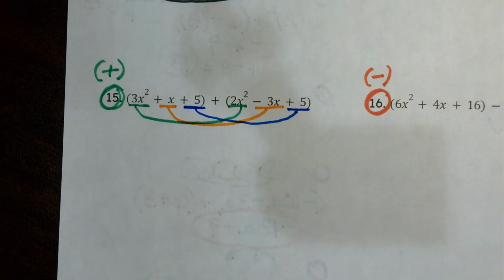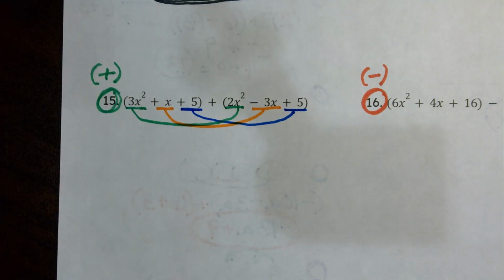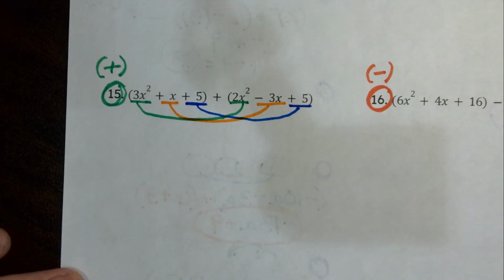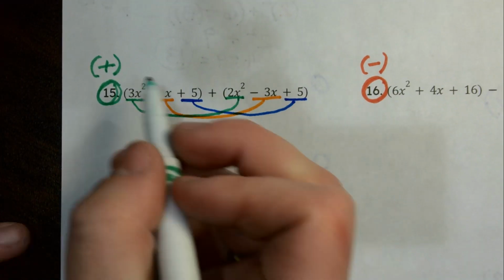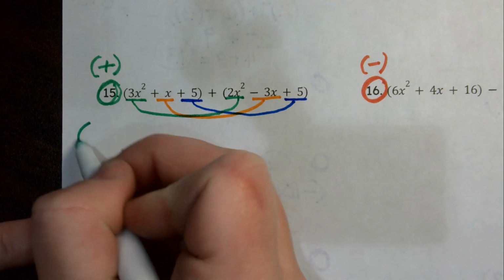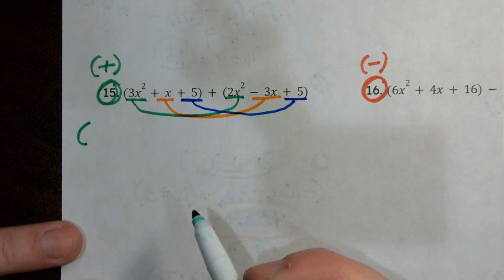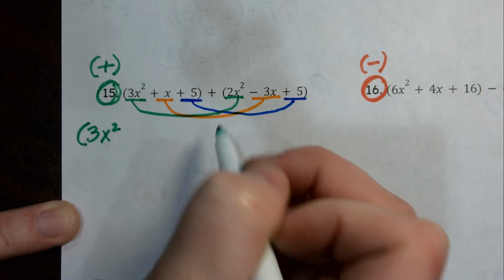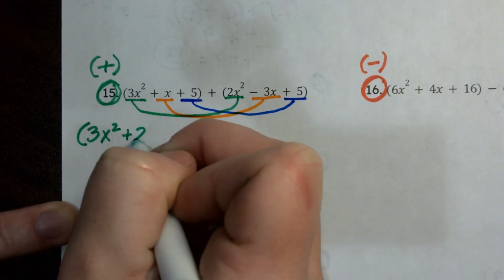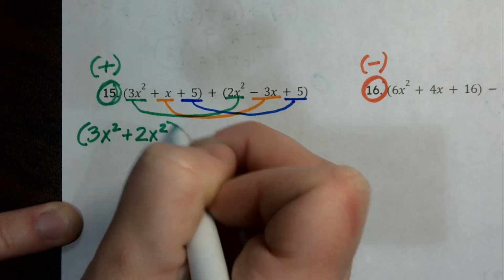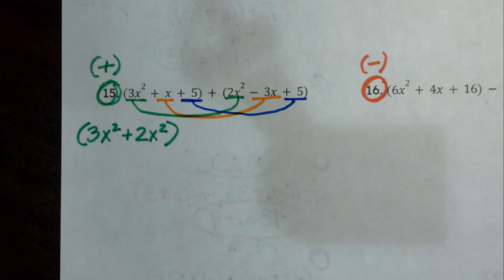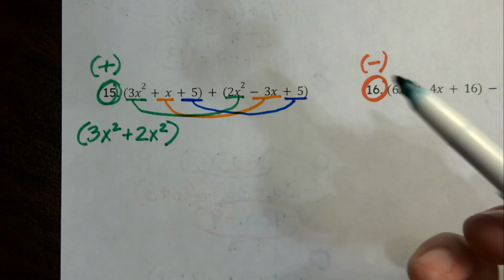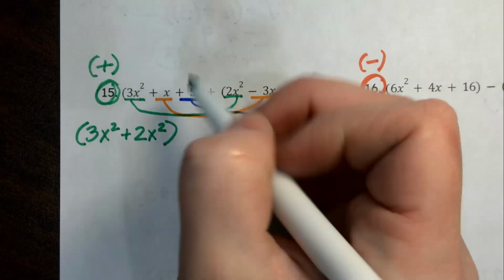All right. Now I know what's going to go where. So let's go ahead and write our terms in parentheses. In our first parentheses, what am I going to write? 3x squared plus 2x squared. Good. Then what do I write? A little plus sign because I'm adding. Good.